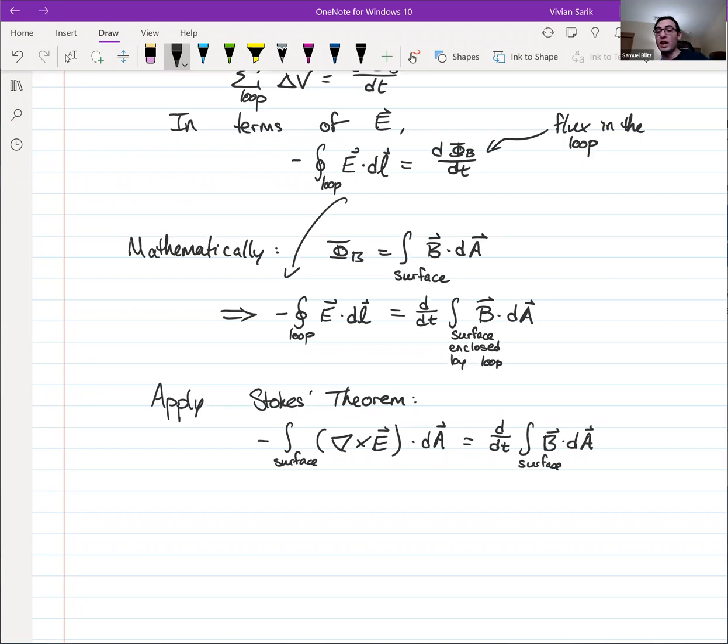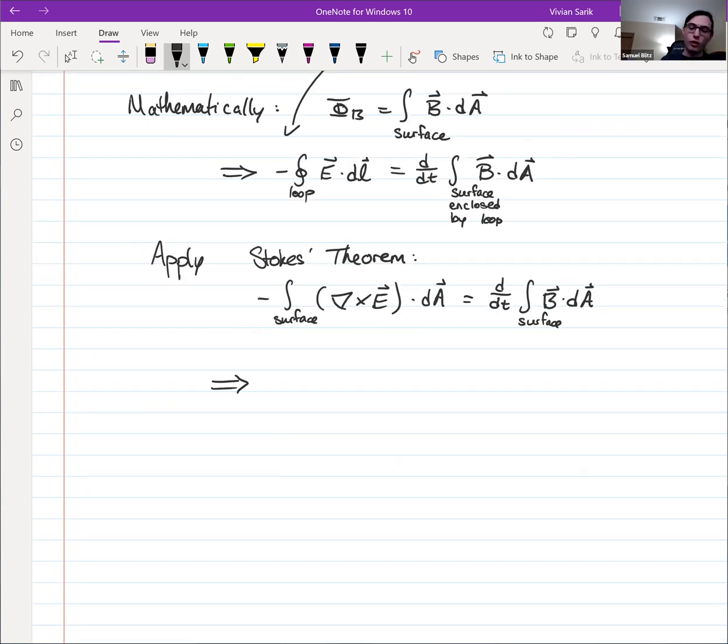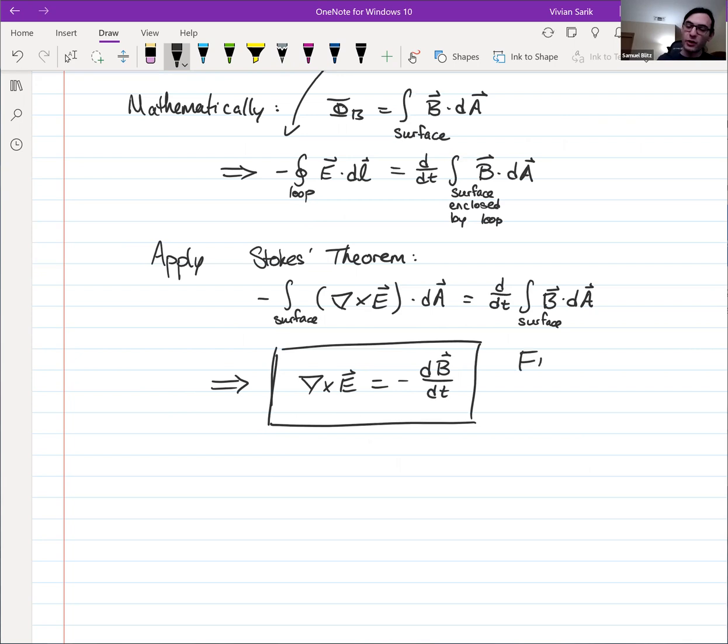And because this holds for any surface, for any loop, we get the following local form. We get that del cross E, the curl of E, is equal to the negative time derivative of the magnetic field. This equation is also equivalent to Faraday's law. Remember, we started with an integral version of Faraday's law. This is the local version of Faraday's law.